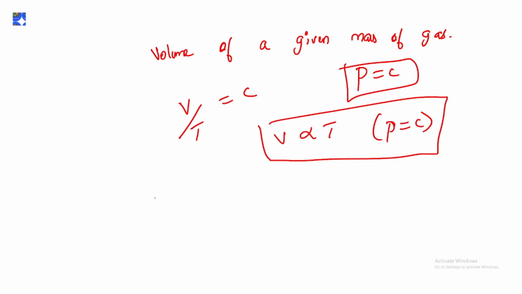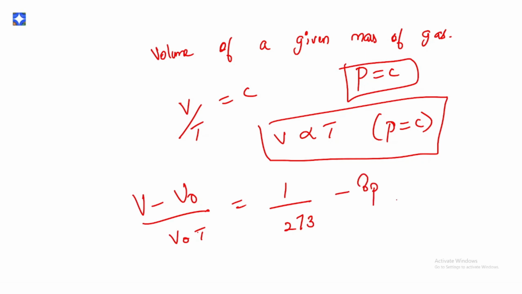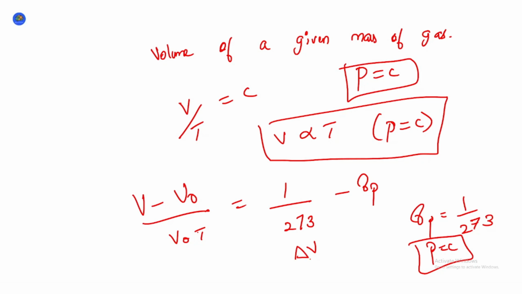You have this expression: (V minus V naught) by (V naught T) is equal to 1 by 273, which is gamma P. This 1 by 273 is called the volume coefficient of a gas at constant pressure. If you want, you can remember this expression also. The volume coefficient of a gas at constant pressure is defined as the change in volume per unit volume per degree centigrade rise of temperature.